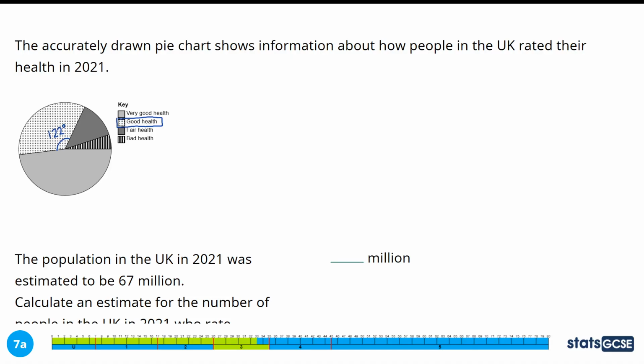Next, we need to work out what fraction of the full circle that is. So it's going to be 122 degrees over 360 degrees because there are 360 degrees in a circle. Finally, we need to multiply that by 67 because we know that the population is 67 million. So it's going to be times 67. Now our answer will be whatever million, so we don't need to write 67 million, we can just do 67. And when we do that, we get 22.70555, and to the nearest million, that will be 23 million.